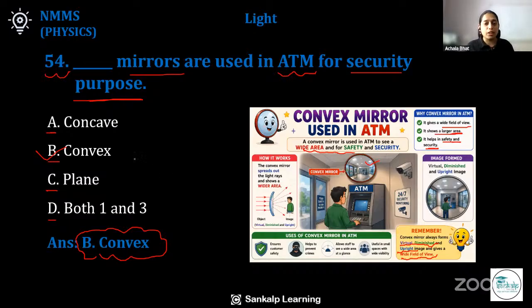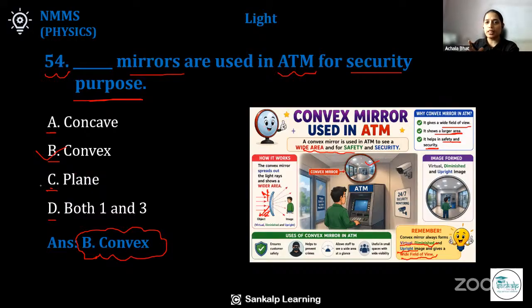Convex mirrors are called diverging mirrors. See, here, they are diverging. The light rays are diverging in this case. So the formed image is virtual, not real, and it is erect, upright. Upright image is formed, and diminished image is formed. So it covers large area. Option B, convex mirror is correct.